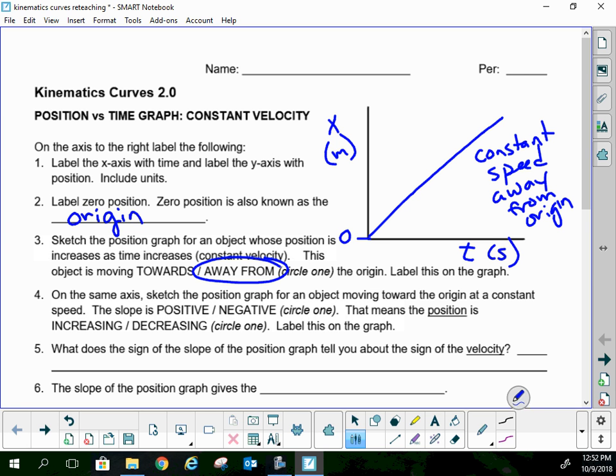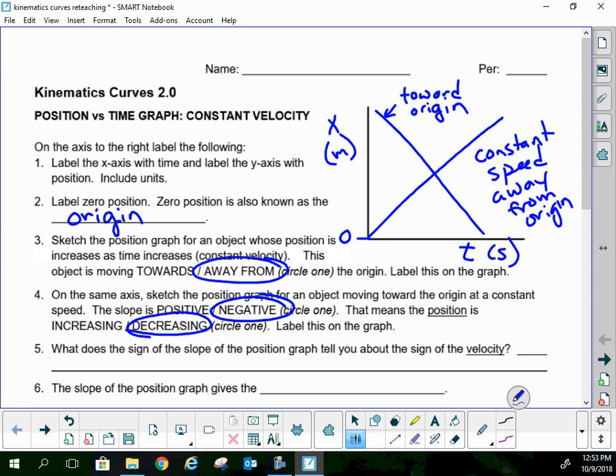And then number 4 says on the same axis, sketch the position graph for an object moving toward the origin at a constant speed. So we know that that 0 on our position axis, remember, is the origin. So as time increases, our position is going to decrease. That's going to look something like this. And that slope is negative. This means that the position is decreasing as time increases. And we will label that, so I'll put a little arrow next to it to make sure that we know that this is toward origin. And that, again, is moving at a constant speed.